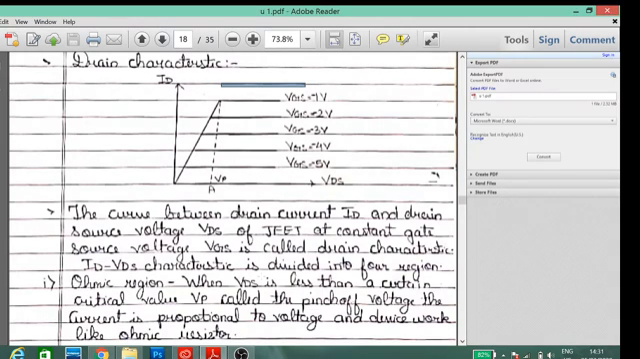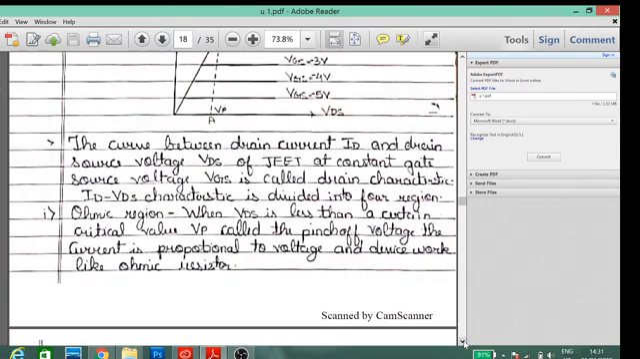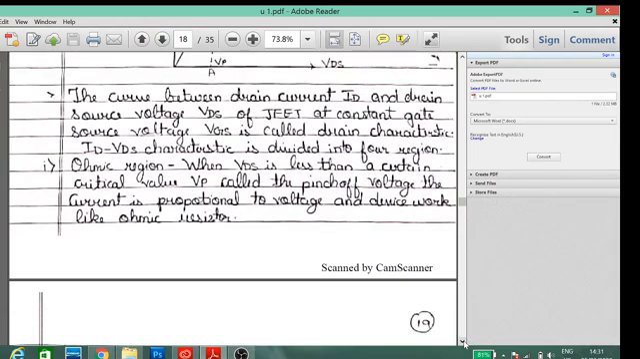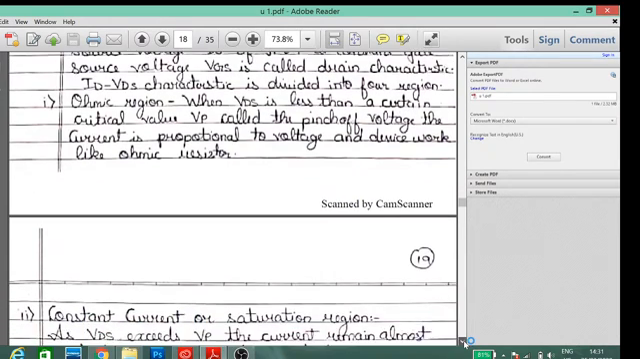There are regions in this drain curve: the ohmic region, active region, saturation region, and breakdown region. Okay, in the ohmic region, when VDS is less than the critical voltage Vp, that is called the pinch-off voltage, the current is proportional to the voltage and shows the ohmic resistance of the device.